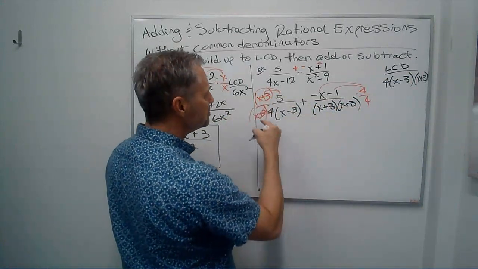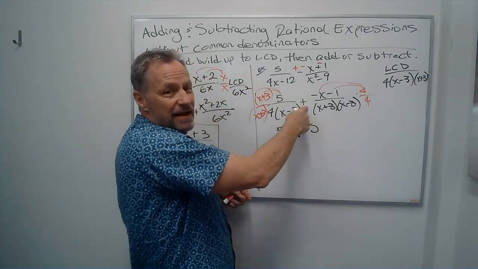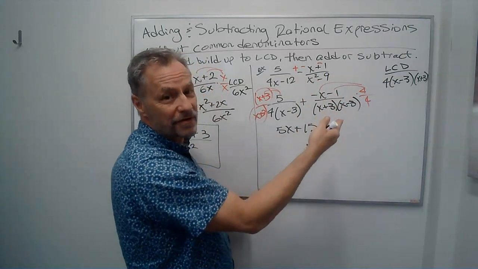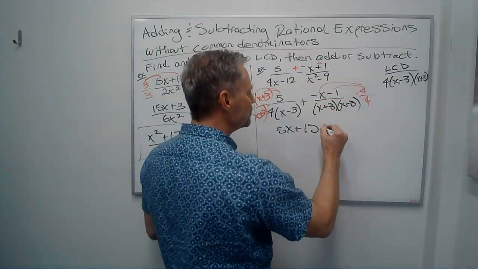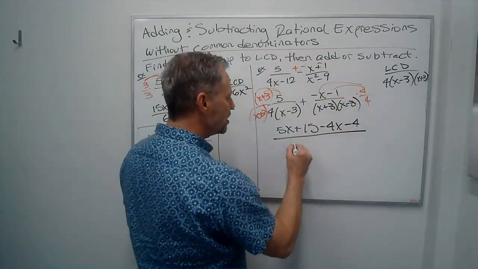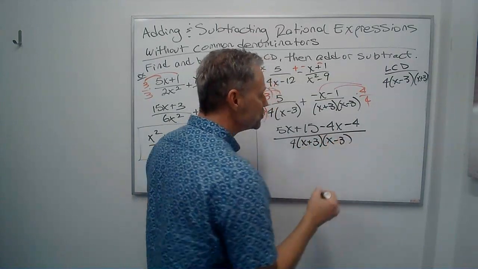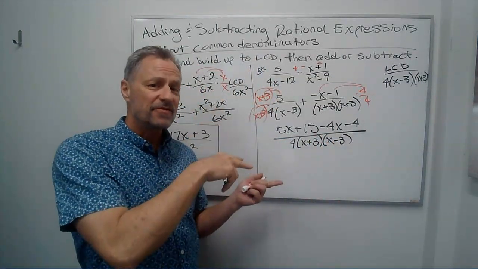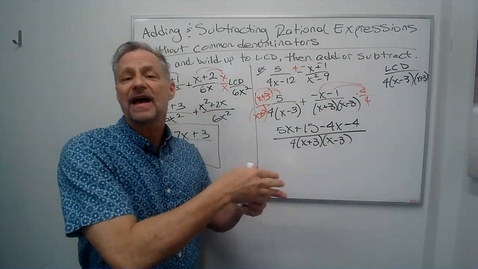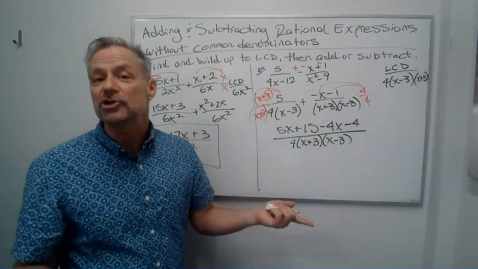So I get 5x plus 15. Since I already have this as a plus, and I've already changed the signs, I can write this all as one fraction at this point if I want to. Minus 4x minus 4. All over, and the denominator is 4 times x plus 3 times x minus 3. I'm not going to multiply that out because I want it factored in case it reduces later. And I'm going to end up just leaving it factored if it doesn't reduce. There's no reason to have to multiply it out, unless, of course, your teacher asks you to.